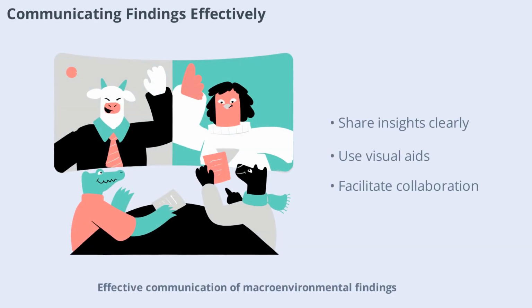Effective communication of macroenvironmental findings is crucial for strategic decision-making. Insights should be shared clearly and concisely with key stakeholders, ensuring everyone understands the implications. Visual aids, reports, and presentations can help convey complex information, enabling better collaboration and faster action.